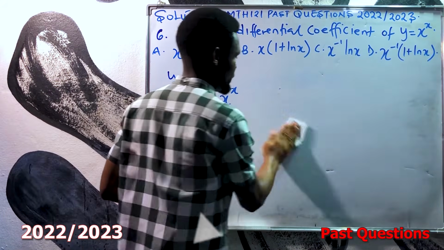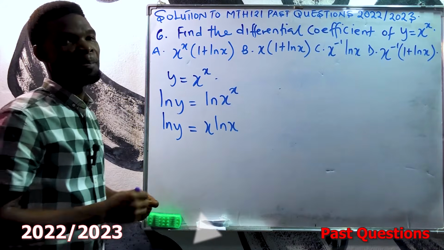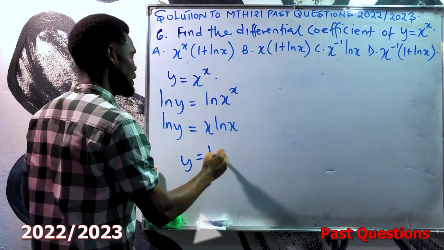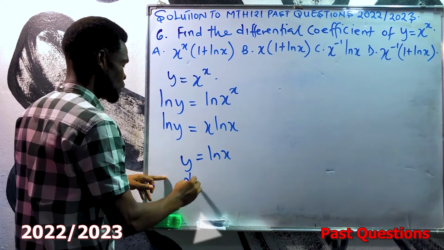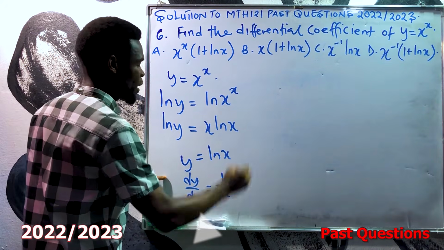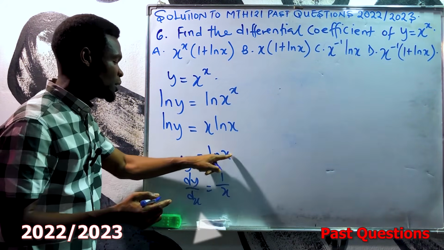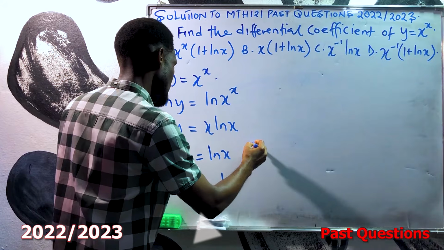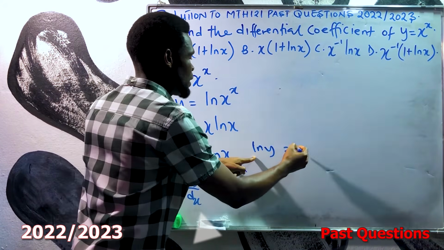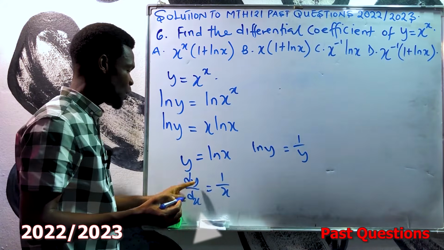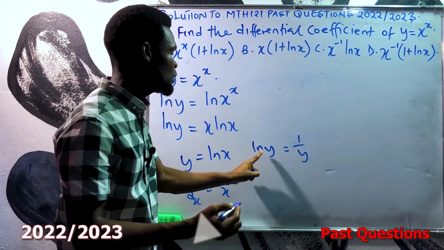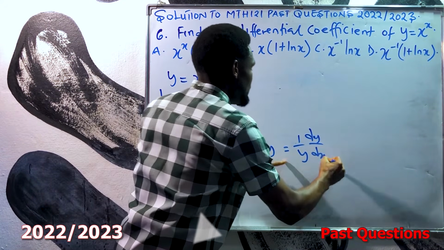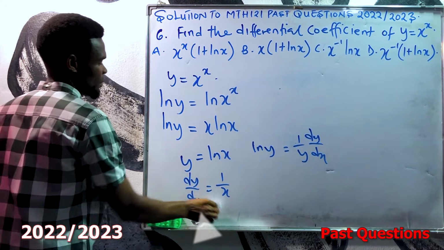Very, very important. Now let's go. If y equals ln x, please note dy dx equals 1 over x. That means that the derivative of ln x is 1 over x. So also, if I differentiate ln y, then the answer will be 1 over y. The derivative of ln x is 1 over x. Also, the derivative of ln y is 1 over y. But since it is y, you will include dy dx. This is very, very important.